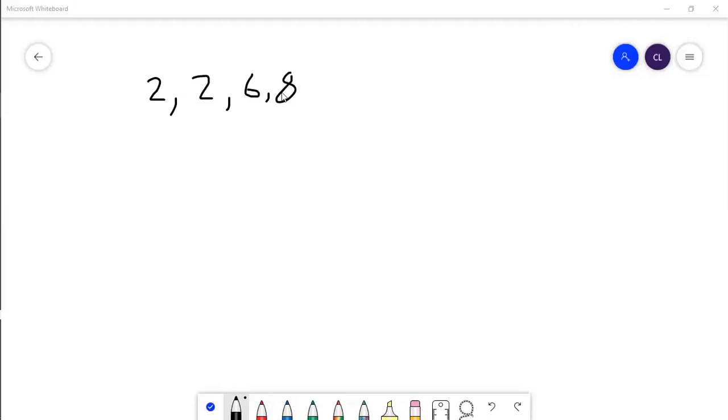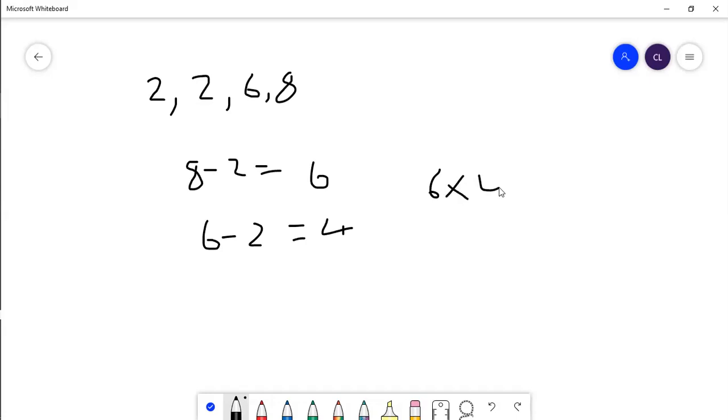So I've got 2 and 2 and 6 and 8, right? I have two options. I can say 8 minus 2 is equal to what? 6. And 6 minus 2 is equal to what? 4. And then I take these two answers and I say 6 times 4 is what? 24. That's how the game works.